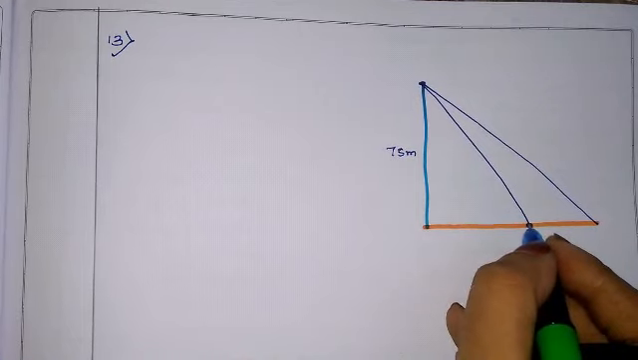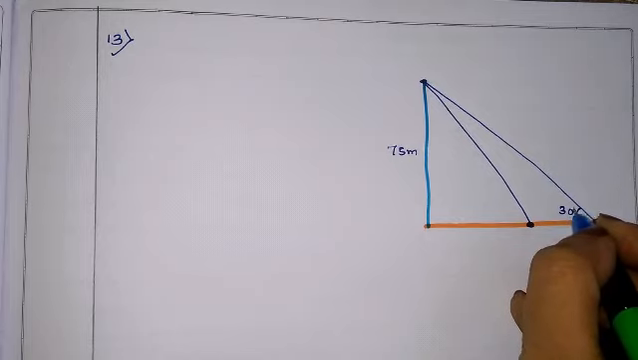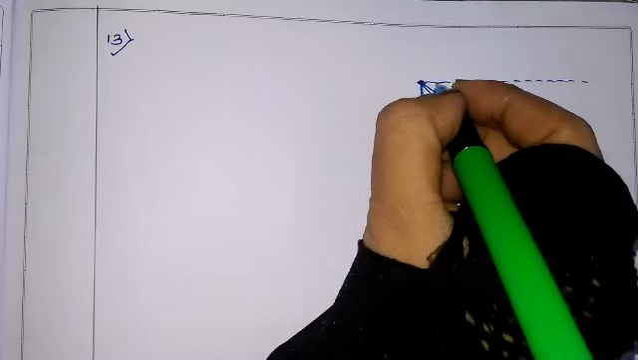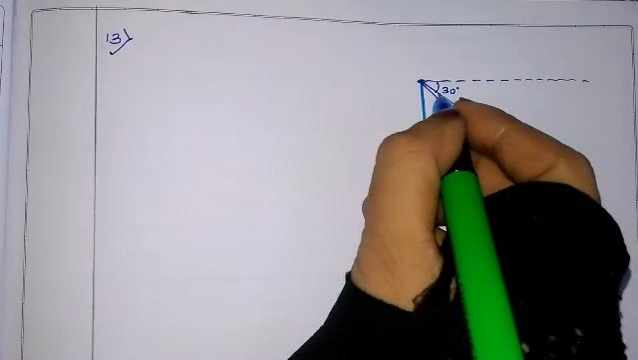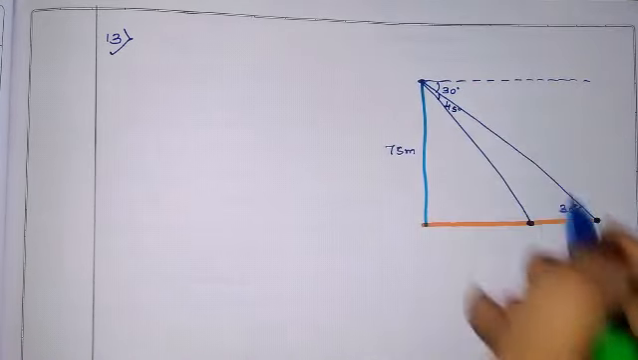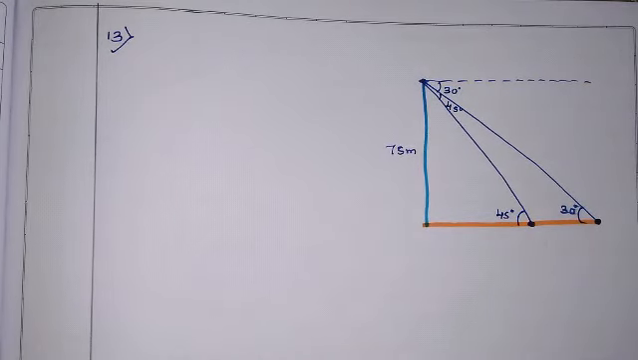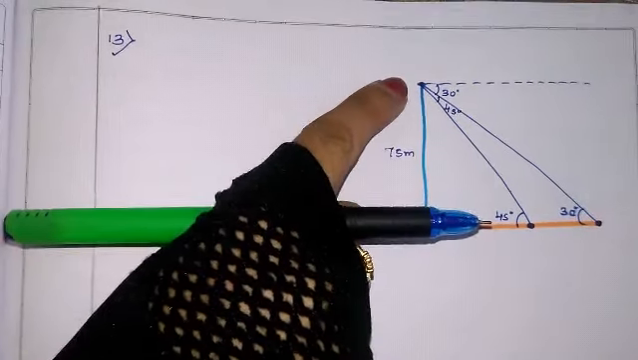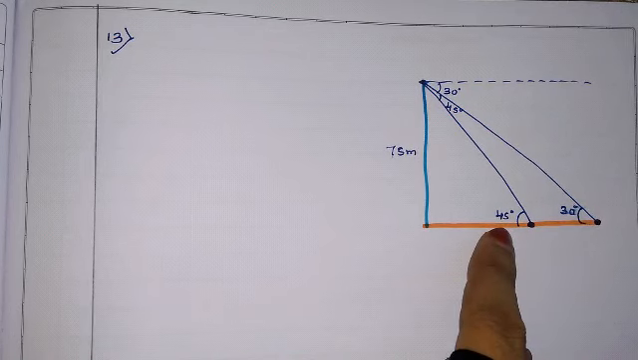Two ships. These are the positions of the ships. First, one ship at 30 degrees angle of depression. This is 30 degrees, so alternate angles are equal, this is 30 degrees. And one more they have told is 45 degrees. So this is 45 degrees.